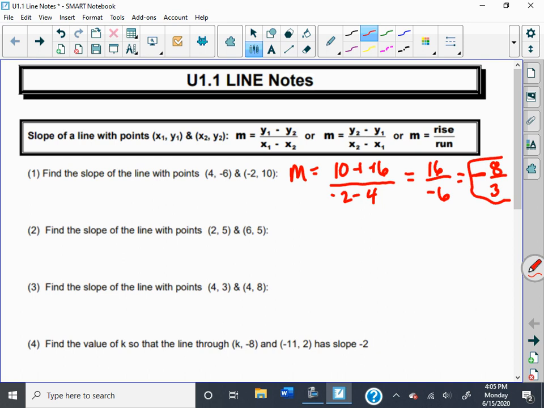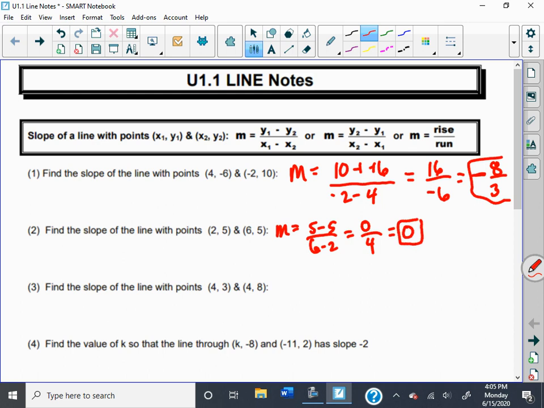All right, so number 2, same thing. So 5 minus 5 divided by 6 minus 2. And 5 minus 5 is 0, 6 minus 2 is 4. And now we have 0 divided by 4. Now, if we put 0 divided by 4 in the calculator, it's going to actually come out to be 0. So anytime we get 0 in the numerator, we're going to remember the answer is 0. So don't leave it as 0 divided by 4. Simplify it down to 0. Okay, so a slope of 0.